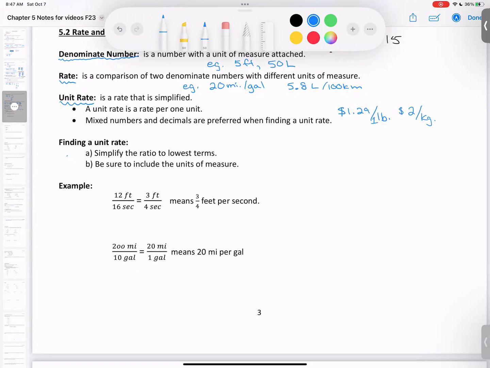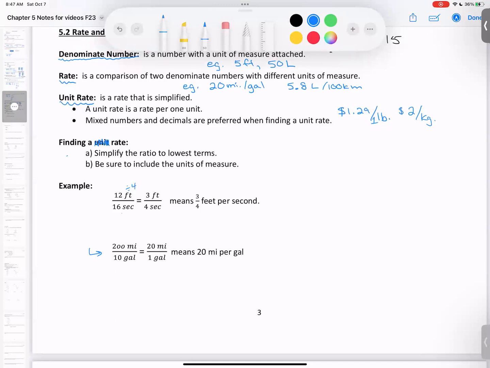So actually, you know what? This is more for a rate, because once you get to a unit rate, it's going to be per 1 gallon, like you see for this bottom example. But if you have just a rate, for example, this top one here, we have 12 feet per 16 seconds. We're going to simplify that. Both of these numbers are divisible by 4.